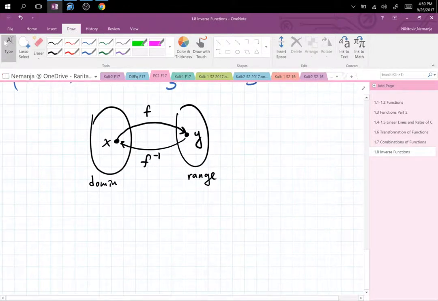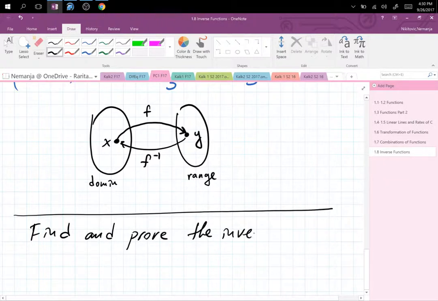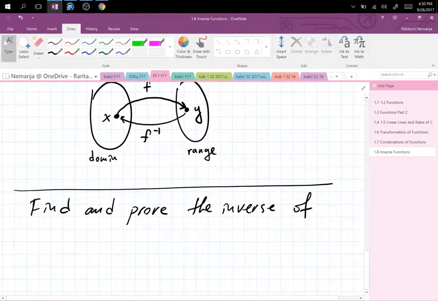Here's an example for you to enjoy. Find and prove the inverse of f of x equals square root of x plus 2.